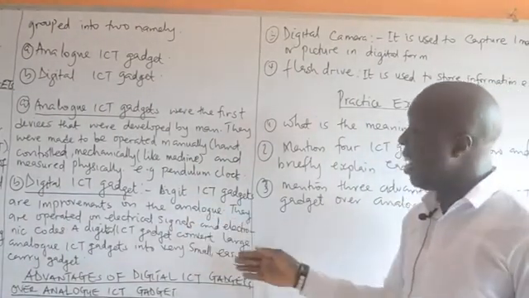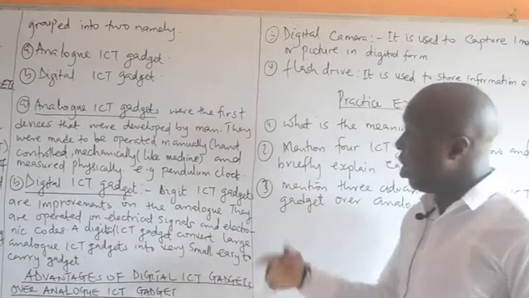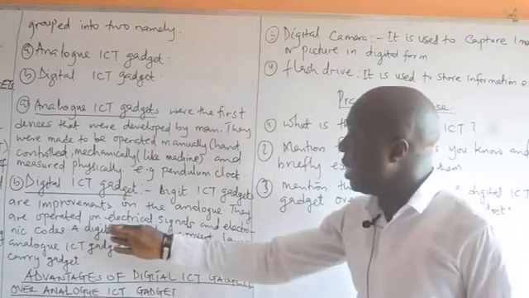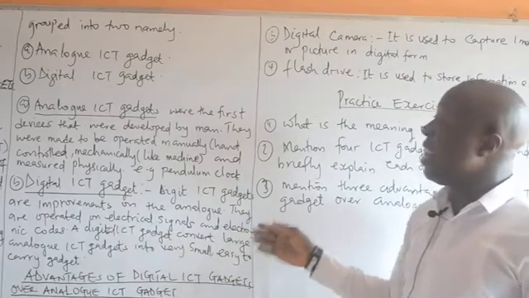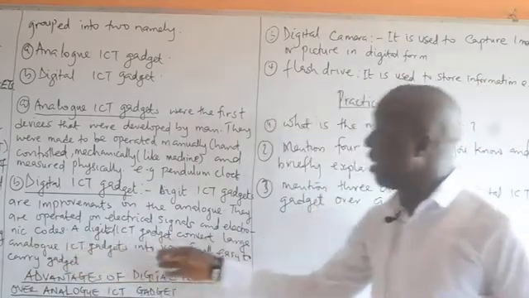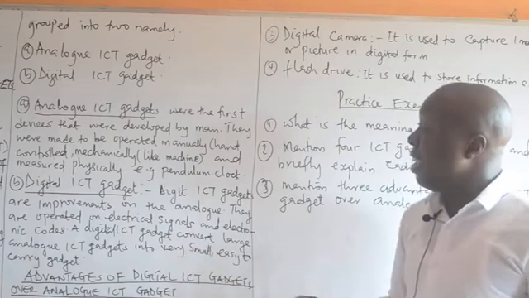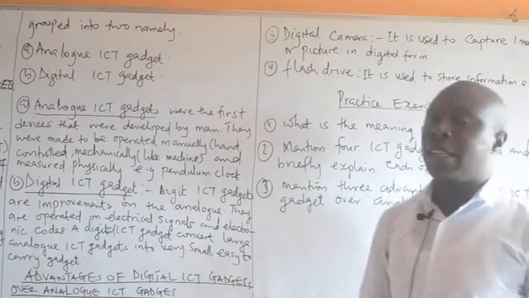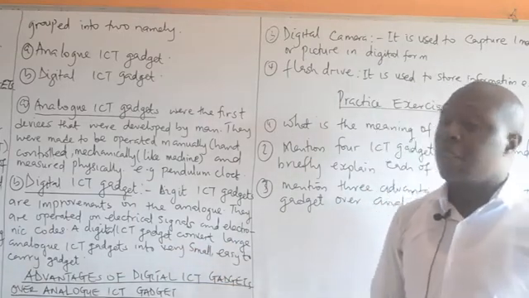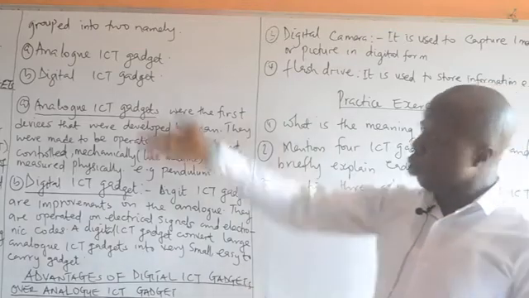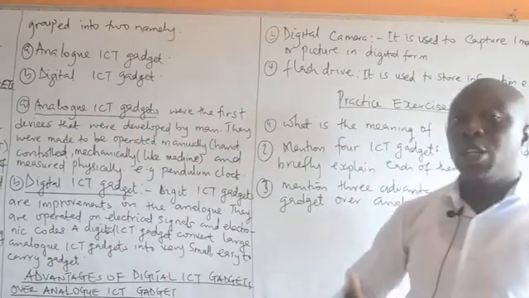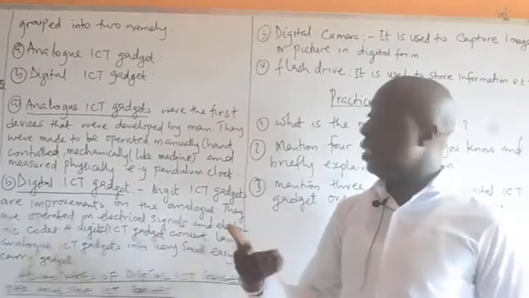Electrical signals and electronic codes. A digital ICT gadget converts large analog ICT gadgets into very small, easy-to-carry gadgets. So what you're expected to do is go through the notes. Make sure you go through the notes and you understand them.